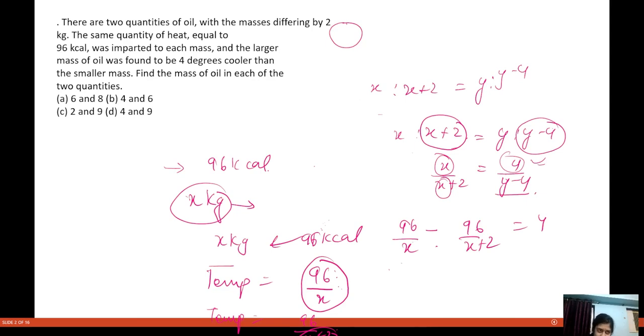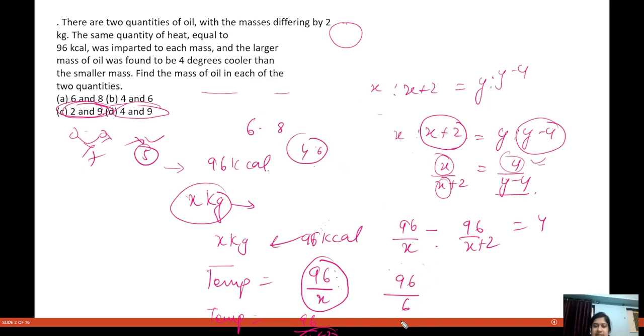How can we solve this? Just put these values and you will get it. See, the options with 2 and 9 will not be possible, because the question says to find the mass of oil in each of the two quantities, and the difference should be 2. Here the difference is 7 and here the difference is 5, so you can naturally eliminate these options. Now we have these two left: 6 and 8, and 4 and 6. Now let's check for this.